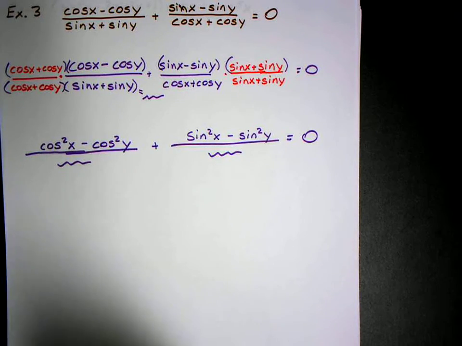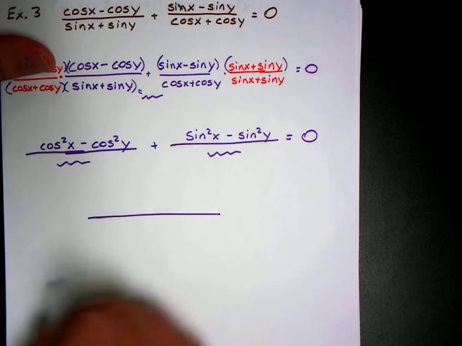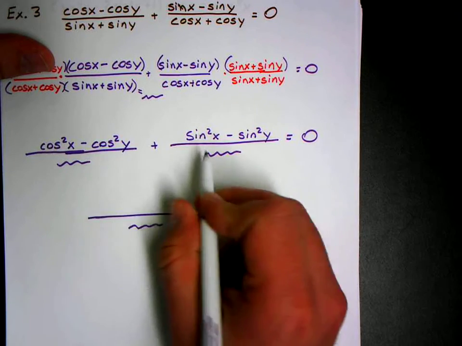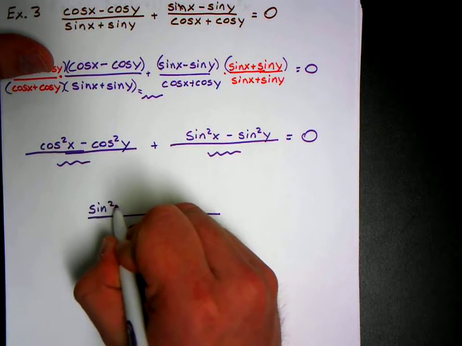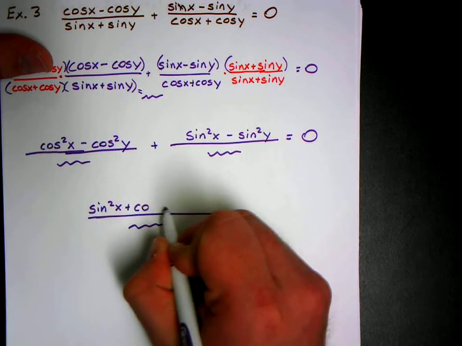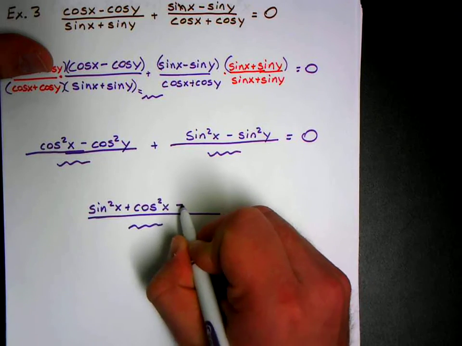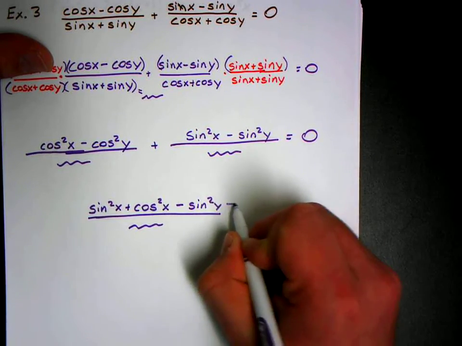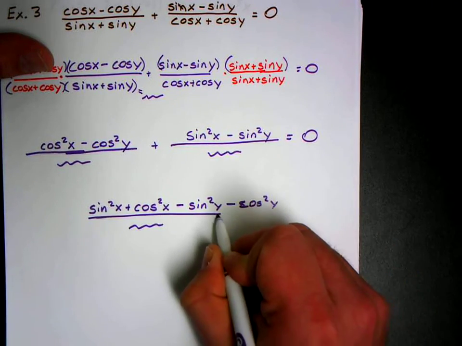Okay, so I go to add these together. Whenever I add them together, I'm going to rearrange them a little bit, so my x's are together and my y's are together. So I have sine squared x plus cosine squared x minus sine squared y minus cosine squared y.